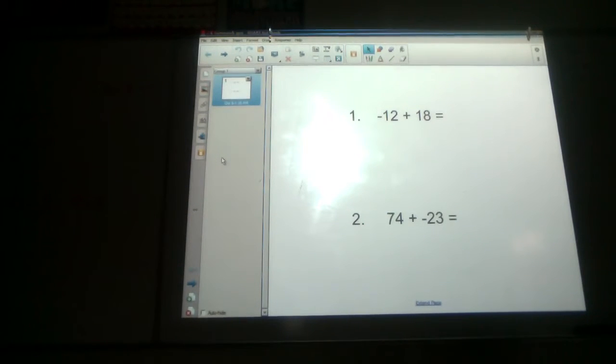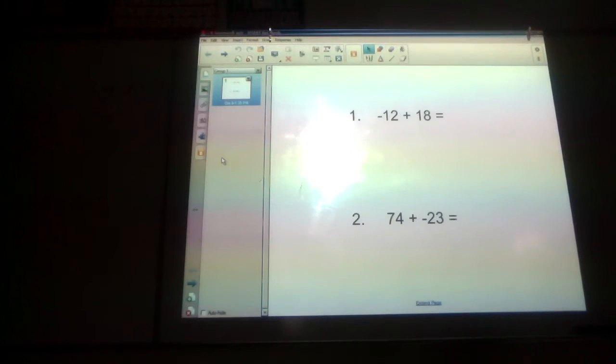All right. Here are the two problems that we have for a homework quiz for today. The first one says negative 12 plus 18. We talked about a few ways to do this. One way is to create a number line.